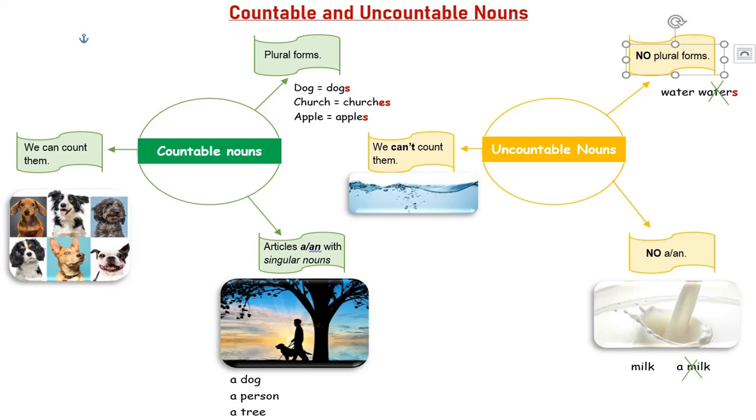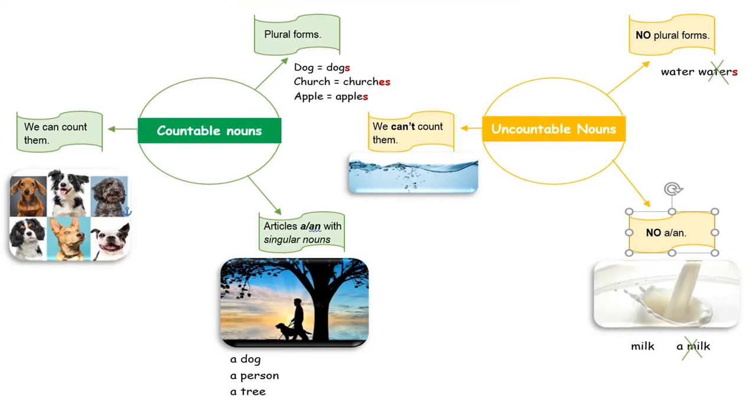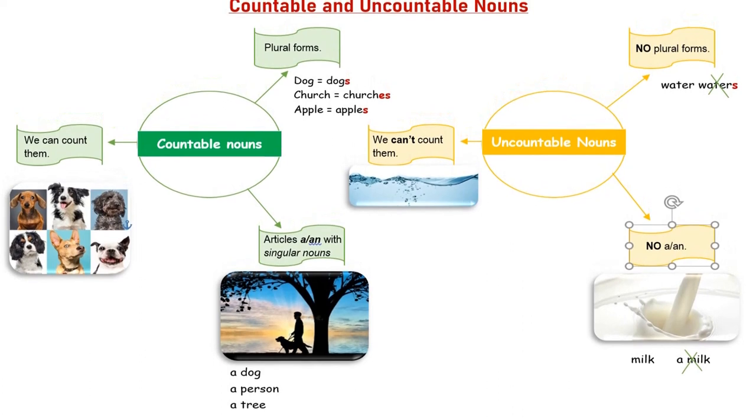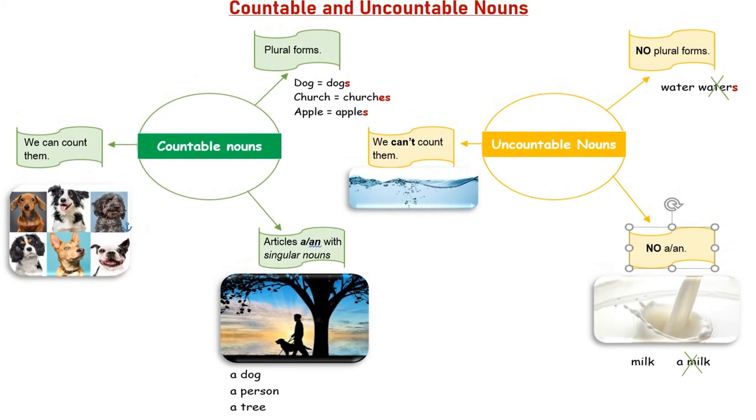All right. Finally, uncountable nouns don't use the articles a or an. So that is, they have neither plural nor singular. They're just uncountable nouns. Okay, so we say milk, but we cannot say a milk. We just say milk and that's it.